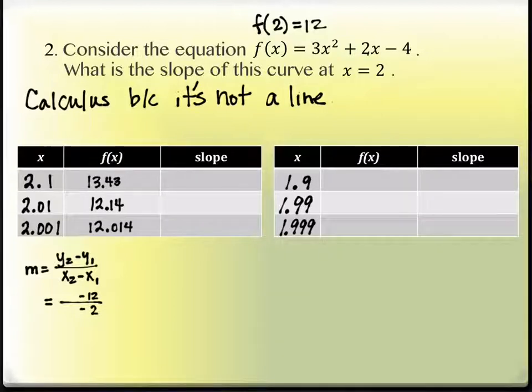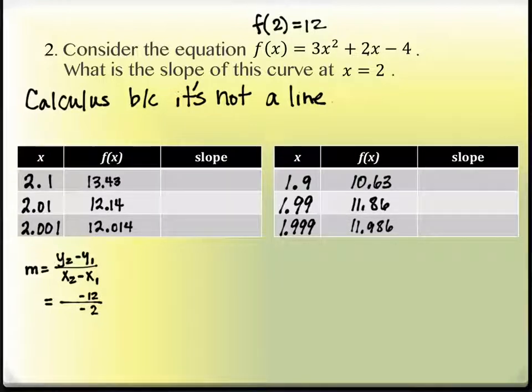Let's do the same thing with the 1.9s now. What do you get for 1.9? 10.63. How about 1.99? And 1.999? Again, are the numbers getting closer to 12? They are. So our expectation is met that the numbers are getting closer to 12. But you now have 6 more XY pairs. And you can use each of those pairs one at a time to calculate a slope.